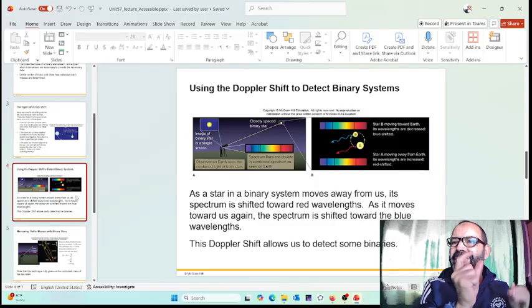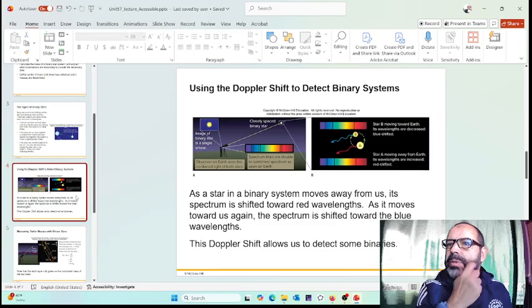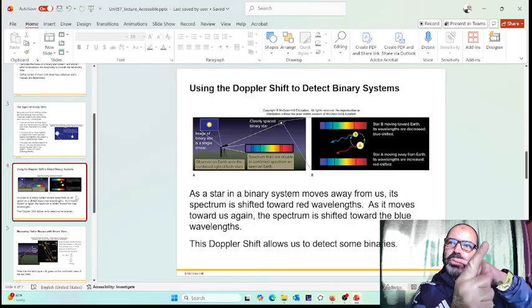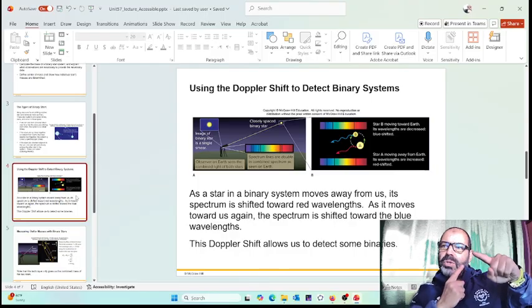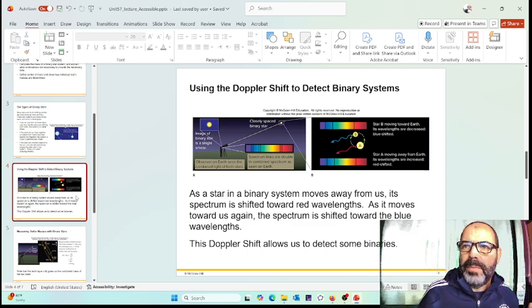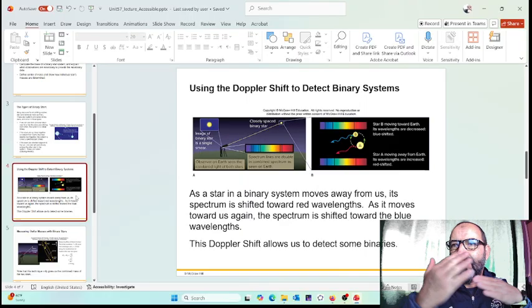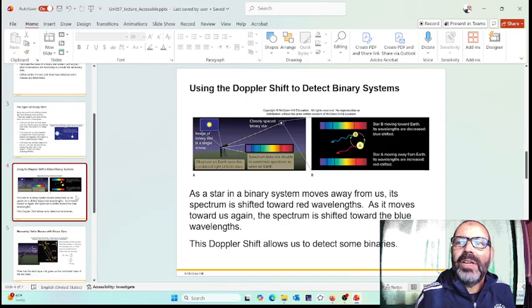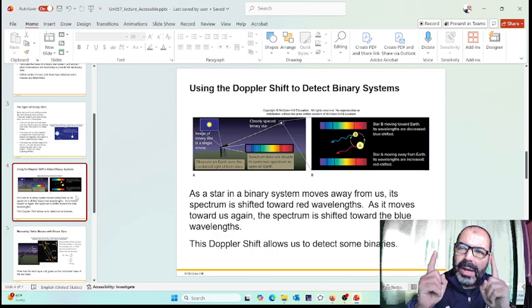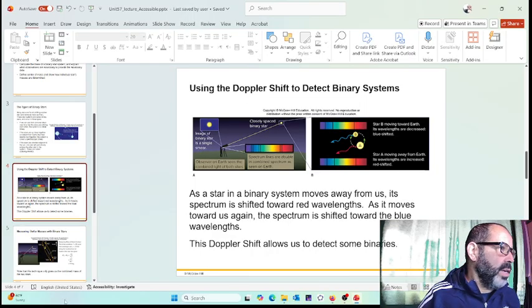And the amount of shift determines the speed with which this one is moving, number one, and how often this goes back and forth. At times it's moving away, at times it's moving towards. And then based on that, we're going to determine the period, okay? So a lot of information we can infer from that. In addition to the speed with which it rotates, we can actually find the distance, namely the semi-major axis. So that's a lot of information.